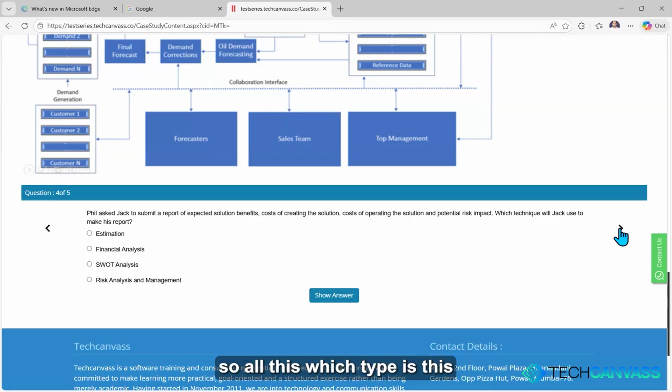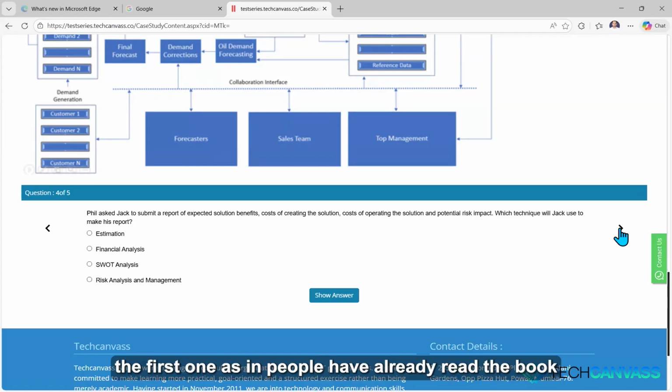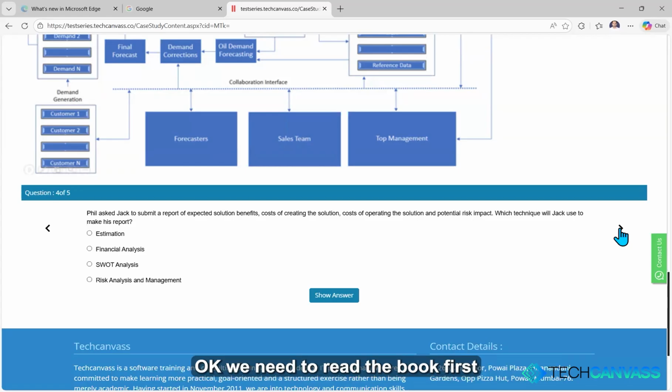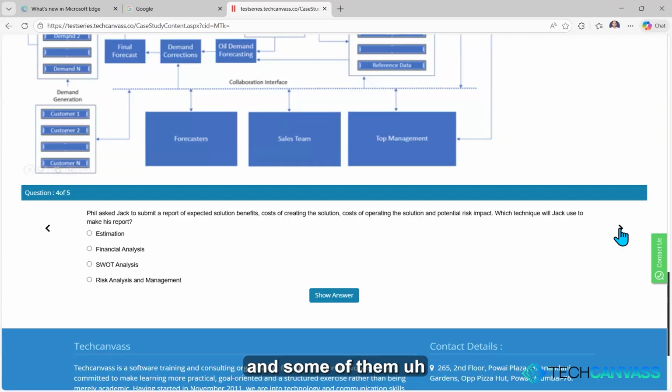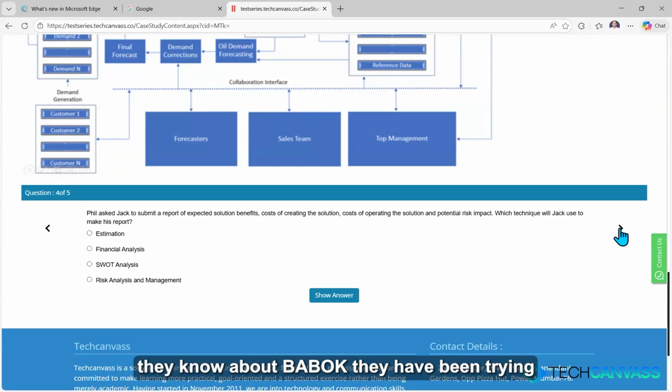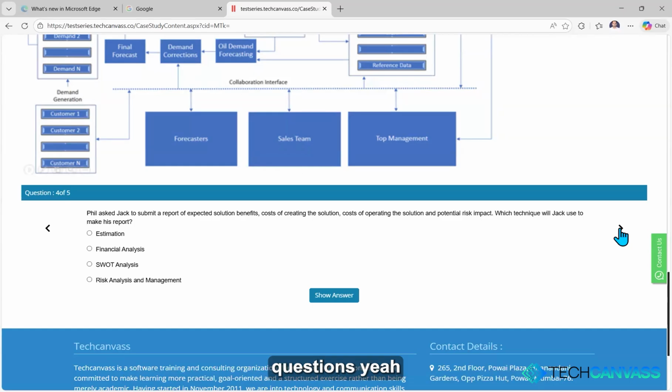Sorry, which type of students is this? The first one, as in people who have already read BABOK a couple of times first and then join the course. Okay. But nobody does that. People join the course, and only after joining the course do they come to know about BABOK. Then some of the people, they know about BABOK, they have been trying, but they find it boring, but still they are able to ask questions. Okay. That's second.